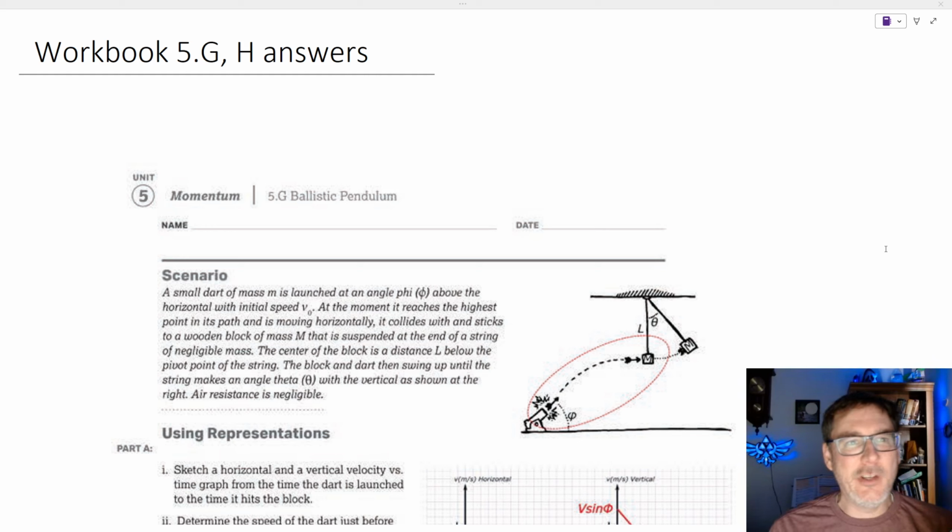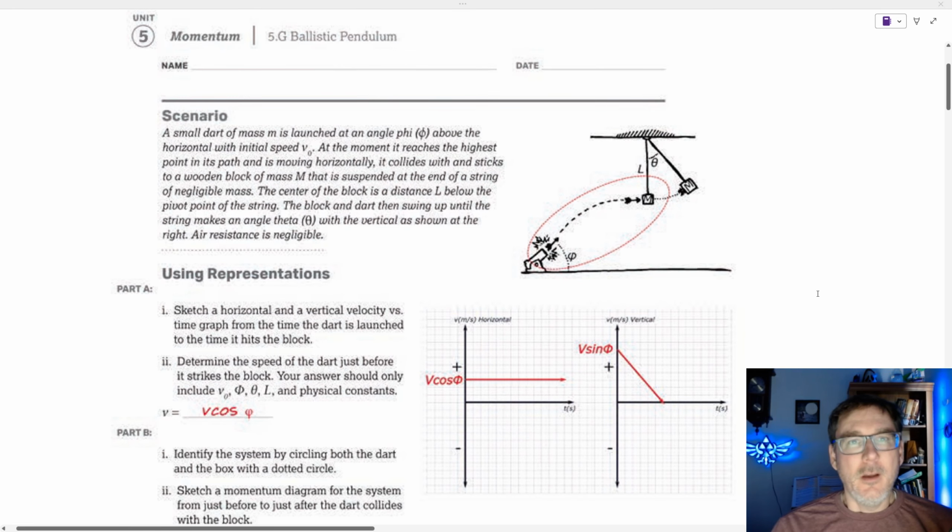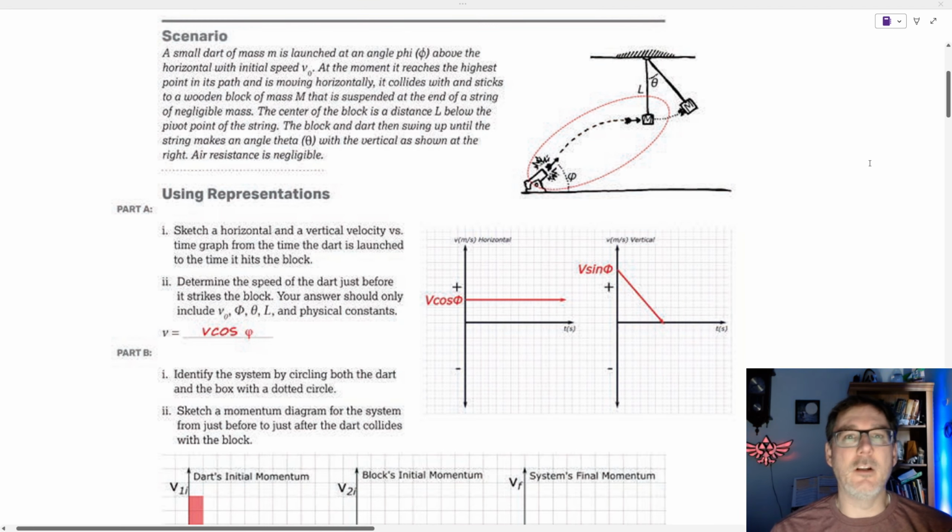All right, let's take a look at workbook 5G and H. 5G is all about the ballistic pendulum. So we have a small dart of mass m is launched at an angle phi above the horizontal with an initial speed of v naught.